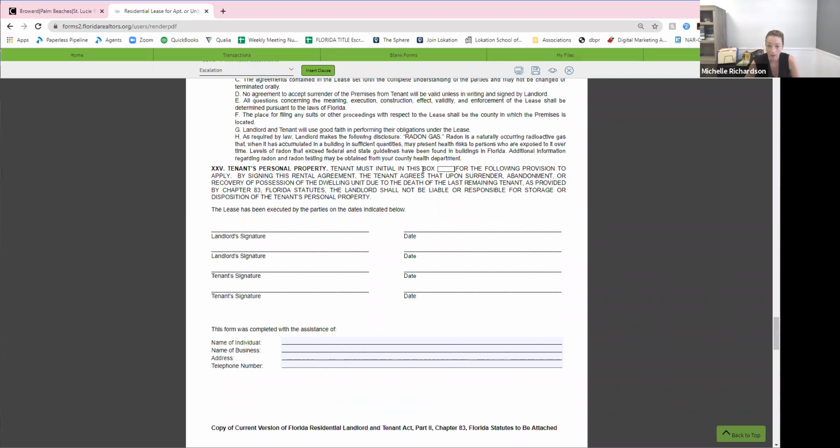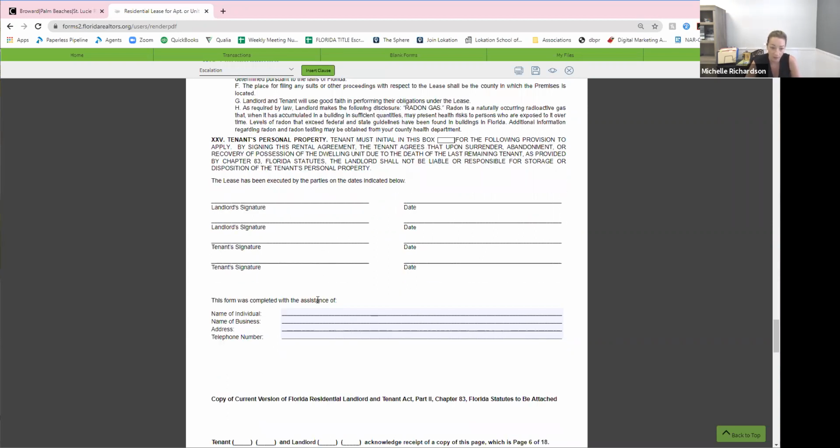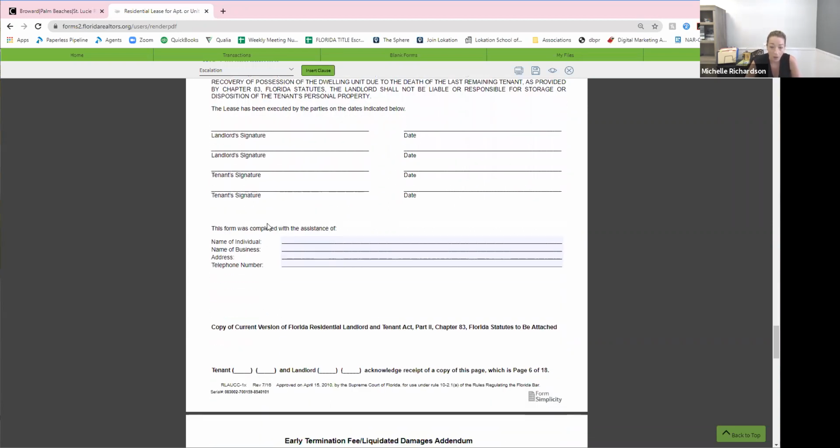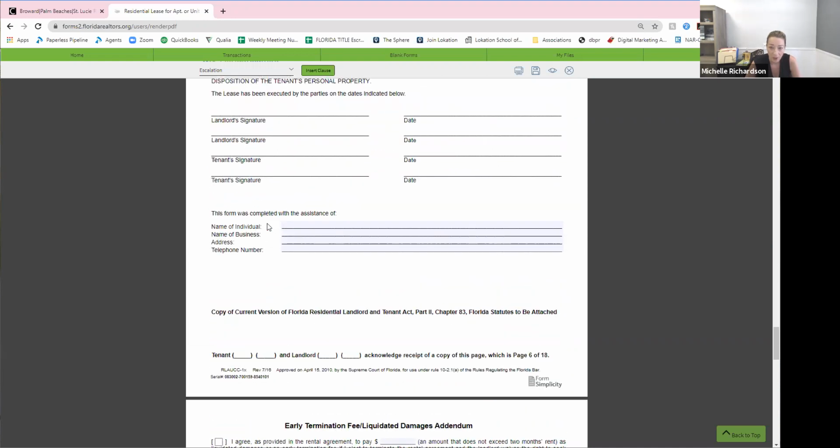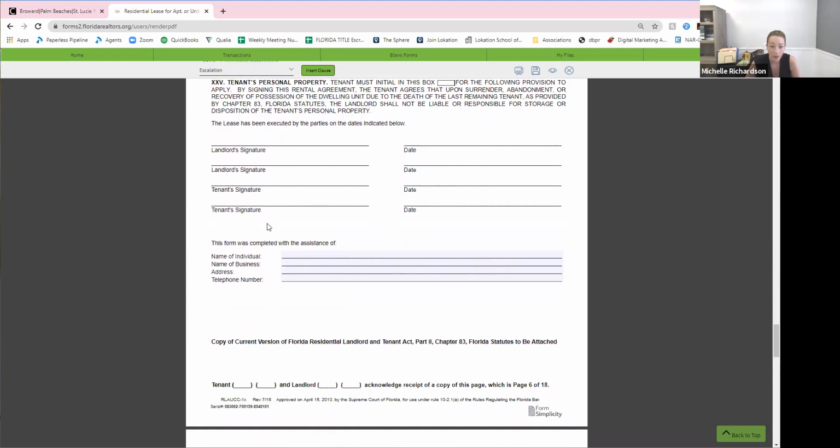If you have family, friends, or whoever that can come and get those items, then don't check that off. Or check that off, I'm sorry. If you don't, then obviously the landlord is going to have the responsibility of removing those items if no one else does. Two more pages, and that's what we're going to go over here. The landlord and tenant are all going to sign right here.